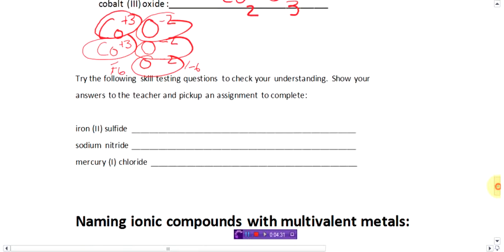All right, so here's a couple of skill testing questions for you to try, show them to the teacher, and then pick up an assignment to complete. Good luck.